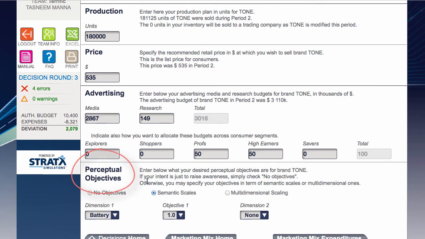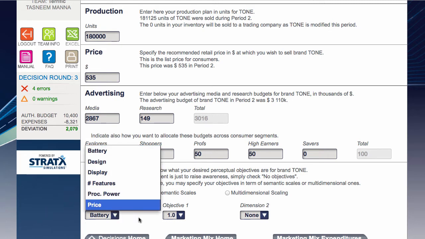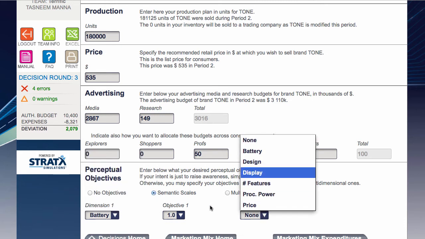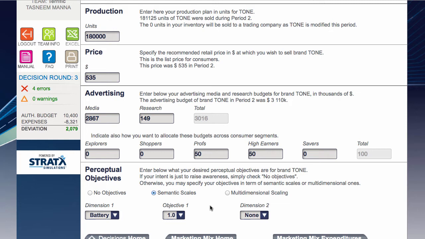So you can see down here at Perceptual Objectives, this is where you would use this screen. So we have the semantic scales and multidimensional scaling options. I'm going to focus on semantic scales. They both work in the same way. So you can see here, you can focus on any dimension of our product, and you can even focus on 2 at a time. Now, if you decide to do 2 at a time, obviously there's implications to that. I'll talk about that at the end of the video.